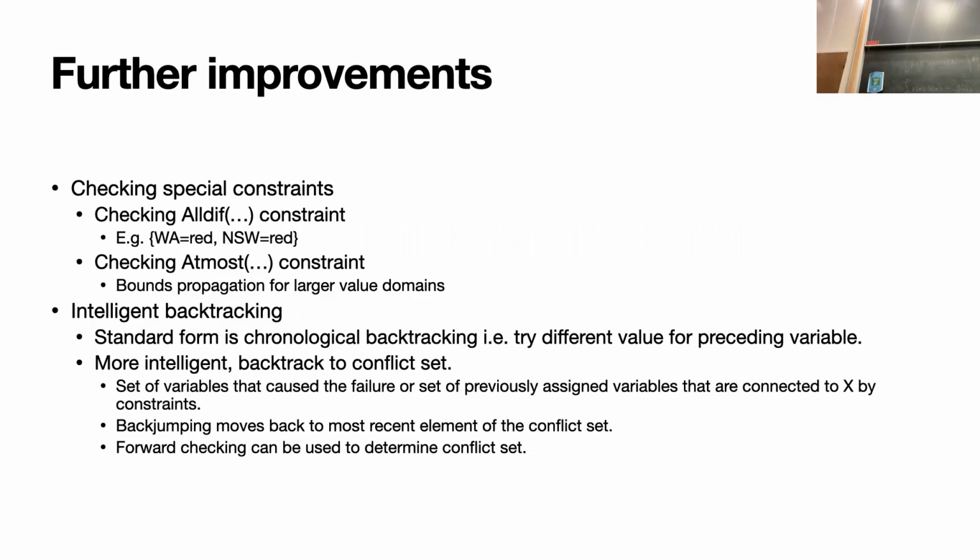So, other further improvements that we can make, we can check for what are called special constraints. There are special constraints that have special properties, like all-diff. That means that all the values are different. So we can check the all-diff constraint. For example, checking if... We can also do things like the at-most constraint, so that's bound propagation for larger value domains.